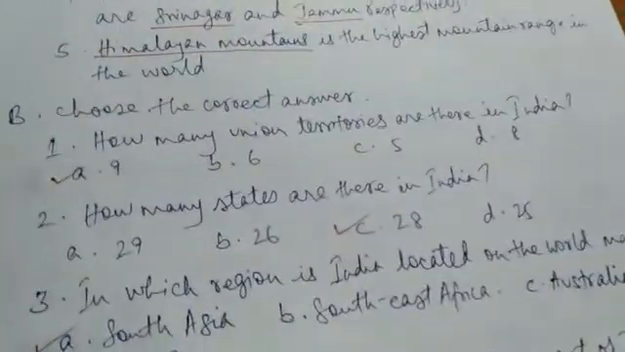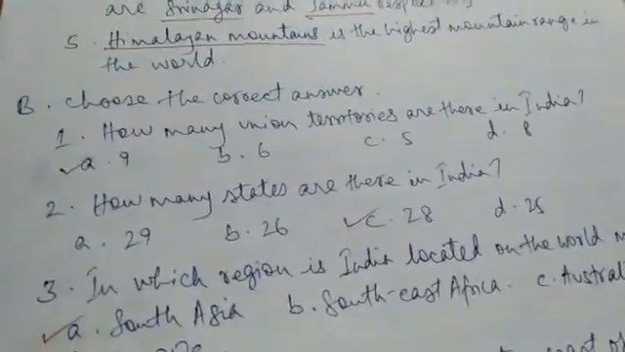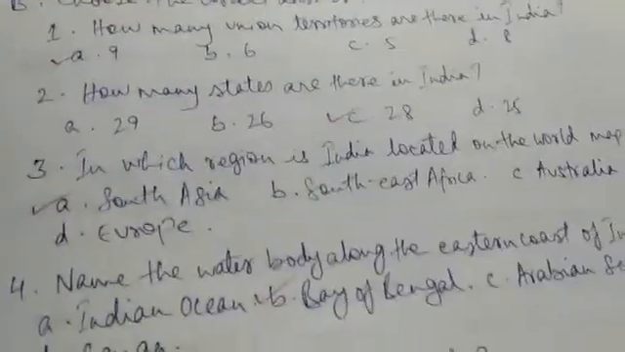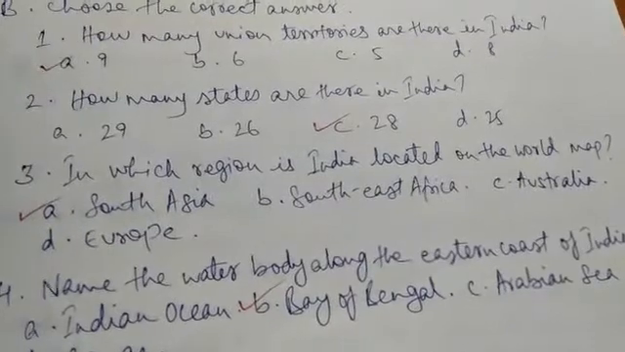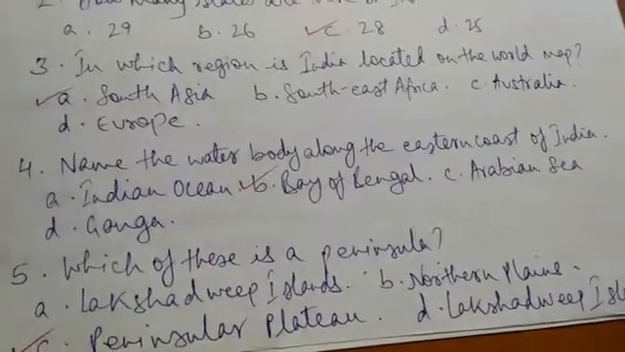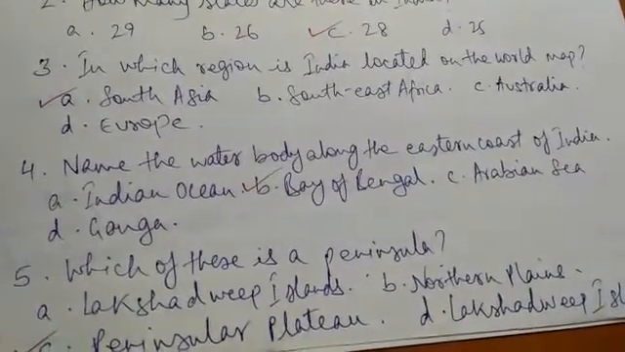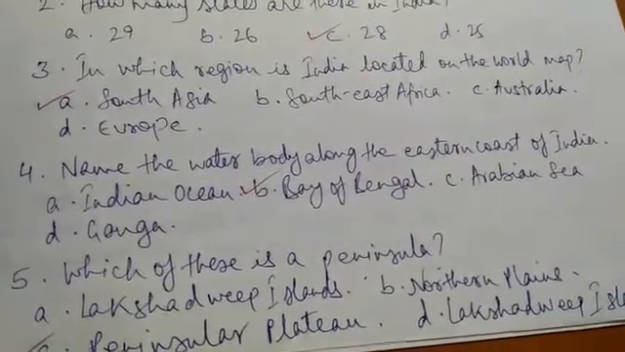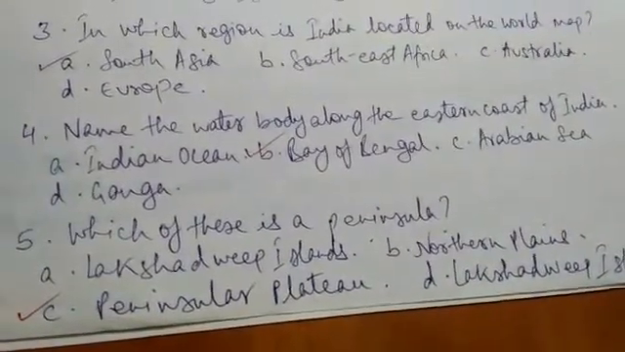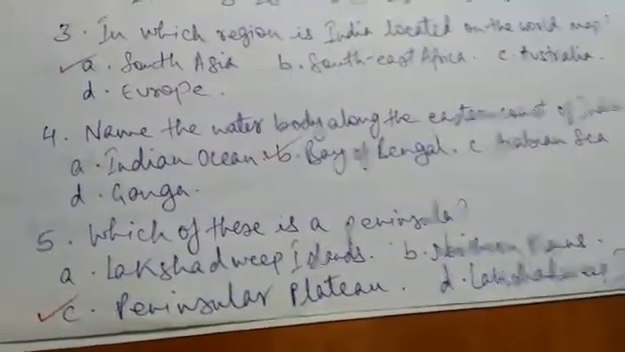Question number 2. How many states are there in India? The answer is C, 28. Question number 3. In which region is India located on the world map? The answer is A, South Asia. Question number 4. Name the water body along the eastern coast of India. The answer is B, Bay of Bengal. Question number 5. Which of these is a peninsula? So the answer is C, Peninsular Plateau.